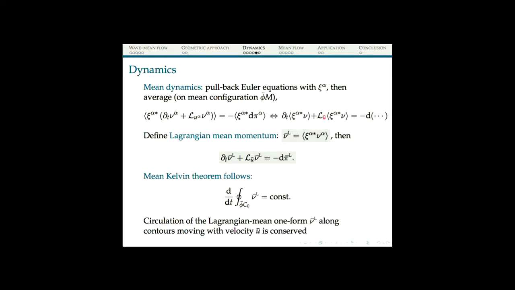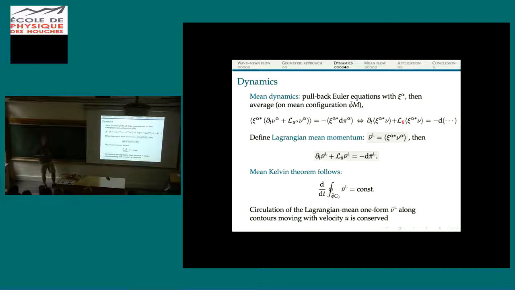Okay, so now I can just try to average the equations of motion written in this form. And because it's the right form, everything is really easy. So I have now written the Euler equations for each flow alpha. What I'm going to do is pull back those equations from the disturbed configuration to the mean configuration. And in this world, there's only one way of pulling things back, and that's using the pullback with the perturbation map. Okay, so I do this, and then there's a little miracle.